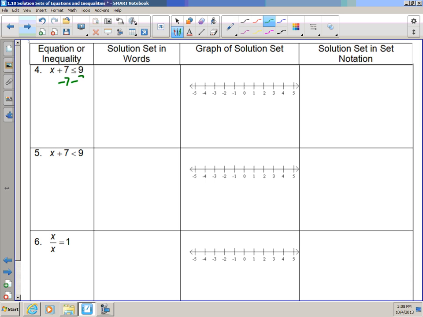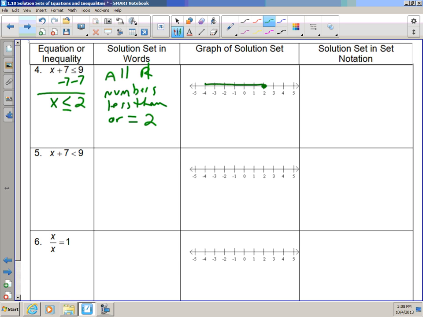Again, I'm going to solve. I read this as x is less than or equal to 2. Please remember to read your inequalities from the variable, no matter which side it's on. So, in words, all real numbers less than or equal to 2. Filled in circle, less than, I'm going to go to the left, okay? Or you can see the direction of the inequality is pointing to the left. I'm going to the left. And x is real. X is less than or equal to 2. Okay?